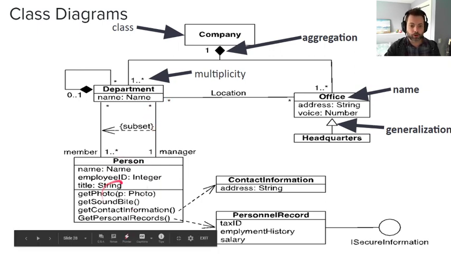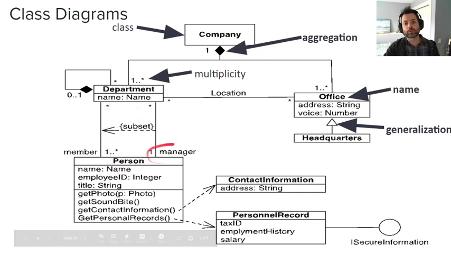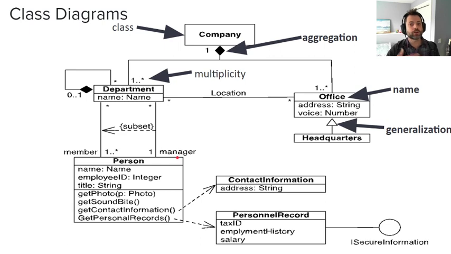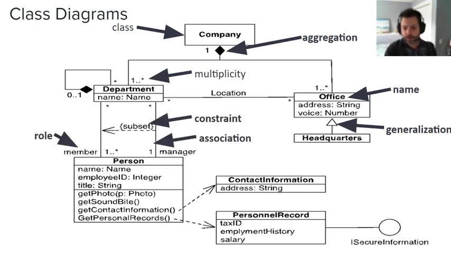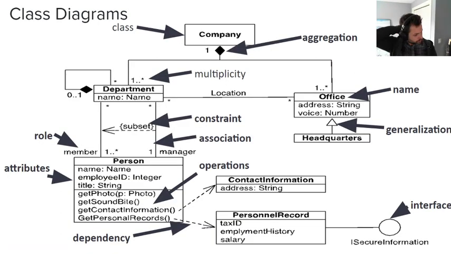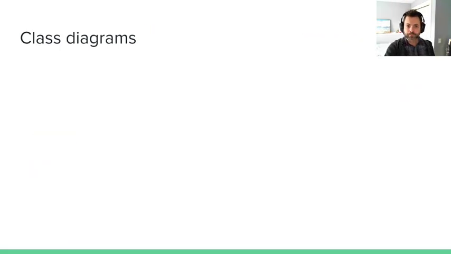It'd still have to be a person, still a member of the department, but we have a special role that maybe we have different attributes for, or different access roles or something of that nature. So here, hopefully you get a good feel for all the different things that we can put into a diagram.